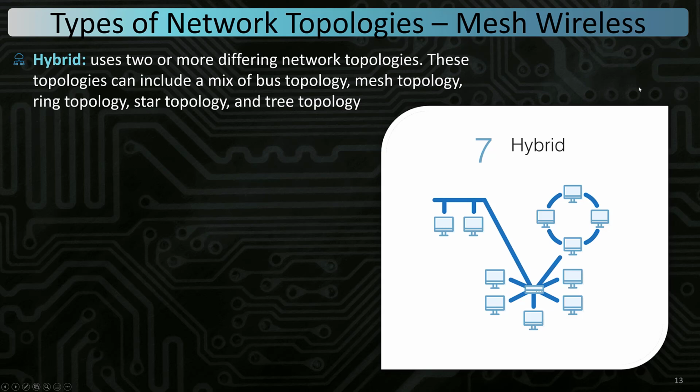Finally, hybrid, which uses two or more technologies. This is the idea that we might have a bus connected to a star, connected to a ring. Now, we don't see hybrids much anymore because the default network topology that we're using is going to be that mesh network, either wired or wireless. And we continue to improve the feature, functionality, and throughput of wireless to make it more efficient.